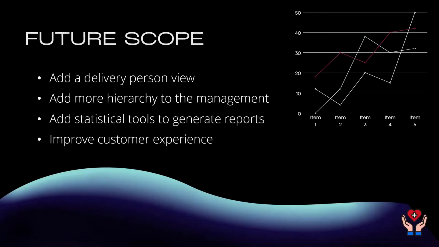We can do more things in this project. We can add a delivery person view, who upon delivering the order can mark it as delivered. We can add more hierarchy to the management instead of having a single level of staff members. We can add more statistical tools to generate reports on profit and revenue. And once our customer base grows, we can improve the customer experience by adding chatbots, AI tools, etc.